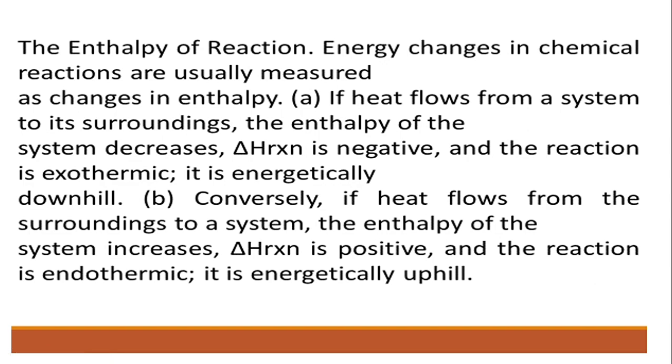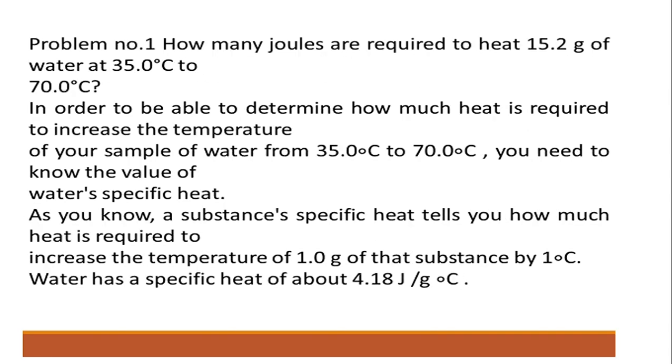If heat flows from a system to its surroundings, the enthalpy of the system decreases. Delta H reaction is negative, and the reaction is exothermic. It is energetically downhill. Conversely, if heat flows from the surroundings to a system, the enthalpy of the system increases. Delta H reaction is positive, and the reaction is endothermic. It is energetically uphill. So let's solve this problem example.